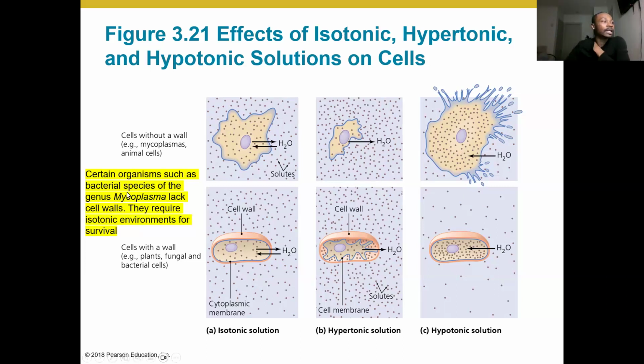Also, cells without a cell wall, such as these mycoplasmas, they're going to lack cell walls, so they require isotonic environments. So they require something like this, an isotonic environment. So remember, mycoplasmas require isotonic environments. Again, in hypotonic solutions, that cell would become a hippo, enlarge, lyse, and burst.